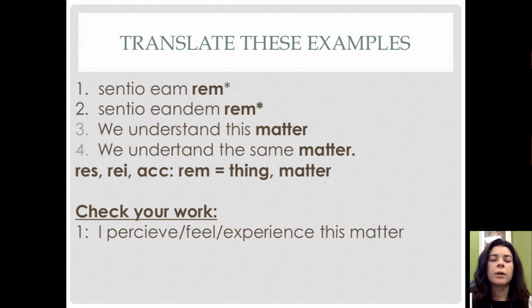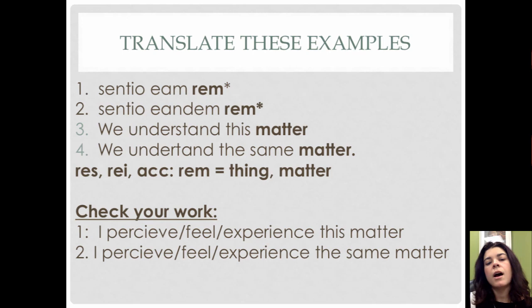All right, let's check our work. Number 1, sentio eam rem. I perceive, feel, or experience this matter. Number 2, I perceive, feel, experience the same matter. Now notice eam is modifying rem. So here it's acting as an adjective. So it's not going to mean her. It's going to instead mean this. So I feel this matter.